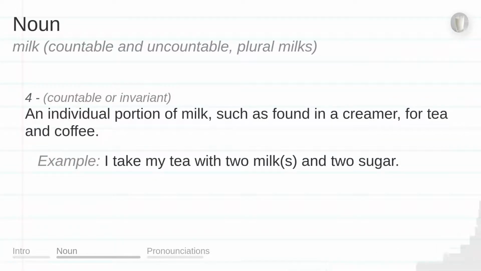An individual portion of milk, such as found in a creamer, for tea and coffee. Example. I take my tea with 2 milks and 2 sugar.